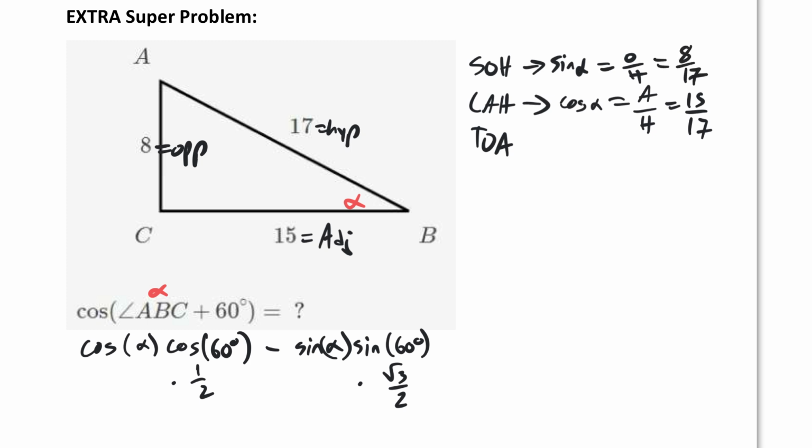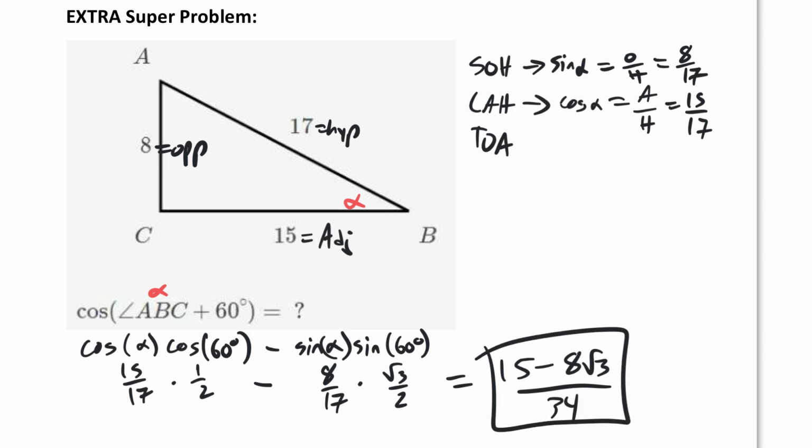So we can plug both of these values in as 15 over 17, 8 over 17, put the minus sign, and that gives us 15 minus 8 root 3 over 34. Not the nicest number you've ever seen, but kind of fun, able to solve this sort of intricate puzzle using our SOHCAHTOA and using our new cos formula and just working it all out to get this nice final answer.